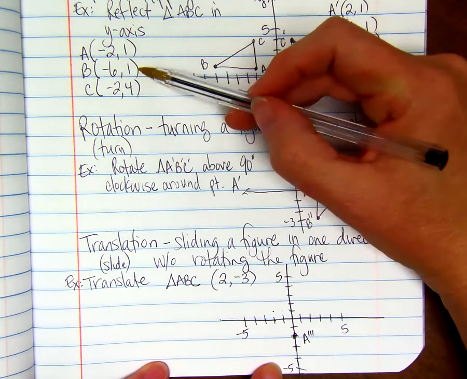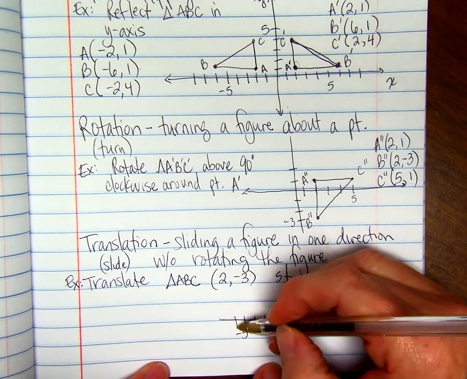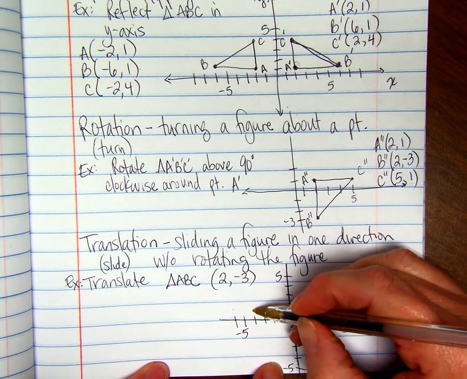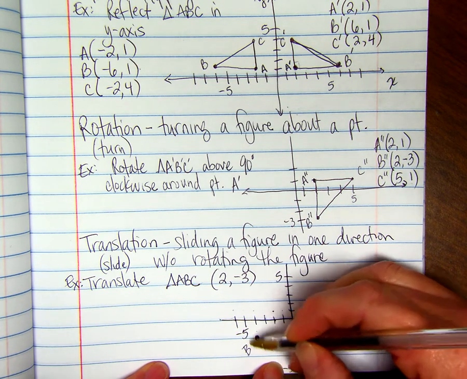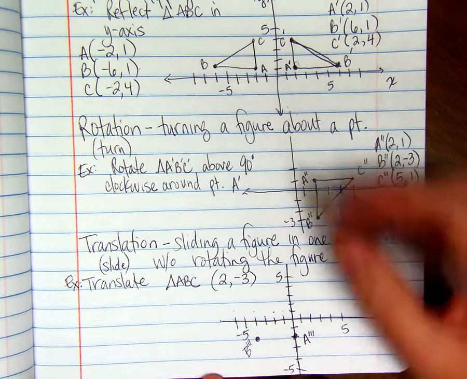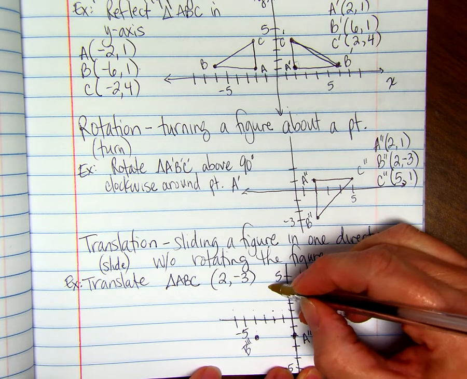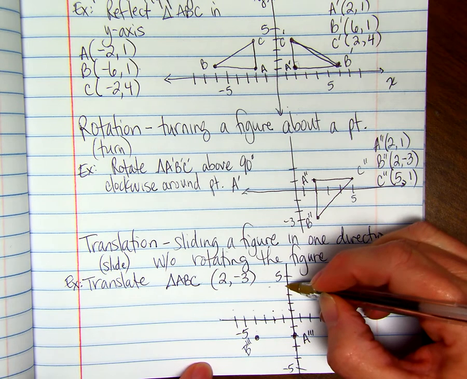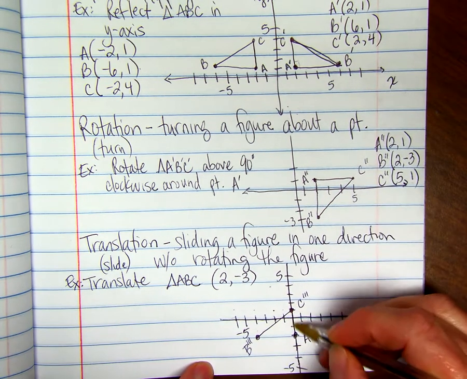And then our B was -6, 1 from up above, so we come over -6 and up 1. We want to go to the right 2 and down 3. So that's our B triple prime. And then C was at -2, 4. So we want to go to the right 2, which puts us on the y-axis, and down 3. So that's our C triple prime.